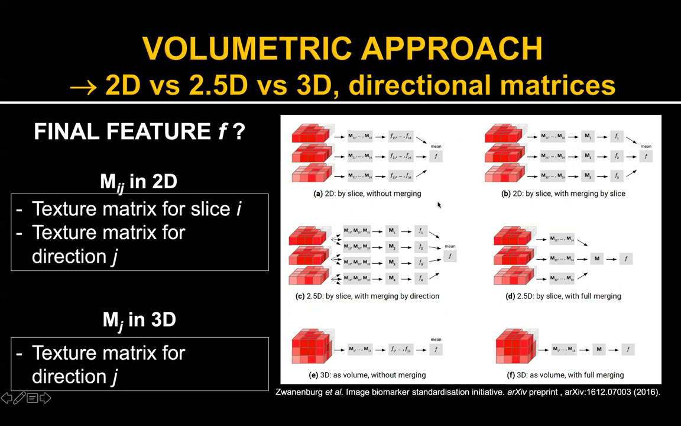Okay, so this is clearly well defined in the IBSI reference manual, the different possibilities for all these different processes, going from 2D to 2.5D to 3D, with full merging here of directional matrices, for example, that I've just discussed. So this is an important detail that needs to be taken into account and reported for a given radiomic study.